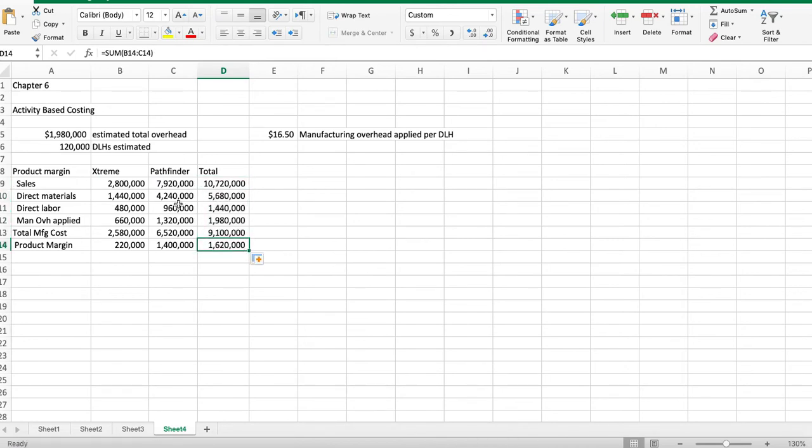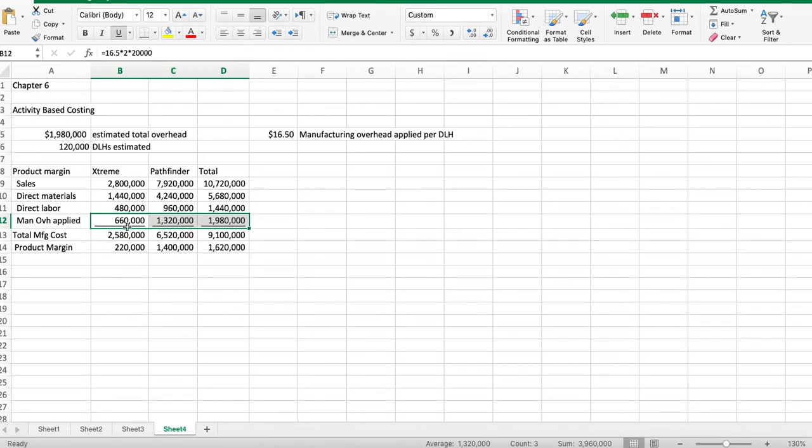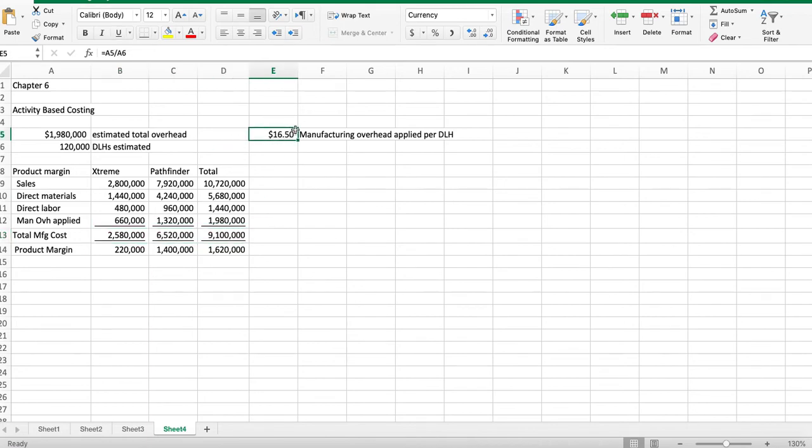Okay, now remember, this is based on 1 predetermined overhead rate. 1 plant-wide predetermined overhead rate of $1,650 is the way that we're applying our manufacturing overhead. So what we're going to do next, I'm assuming, let me go back to my problem.